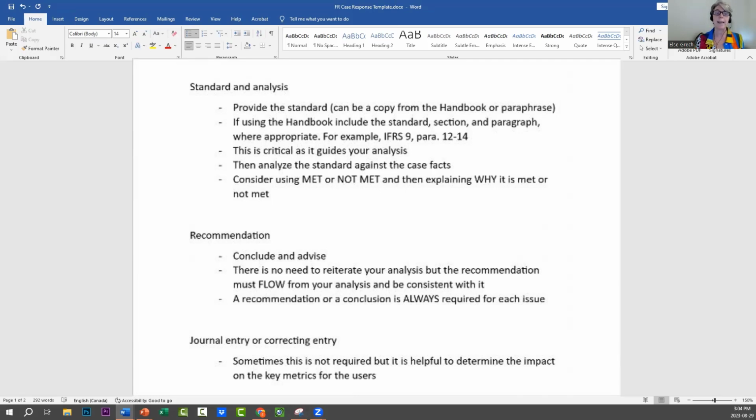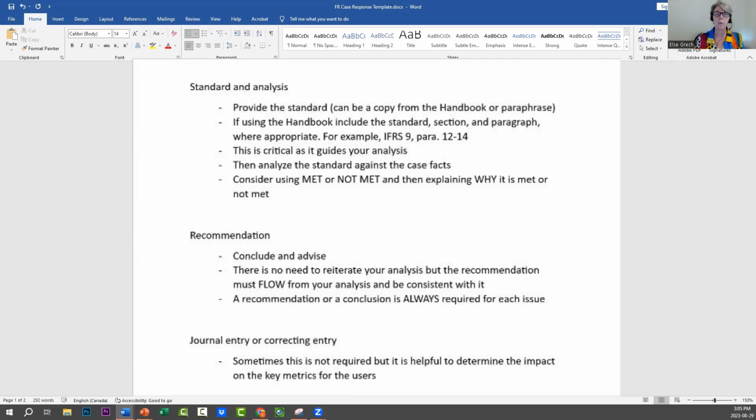And then what you want to do is analyze the standard using case facts. So let's say I have the standard, step 1, IFRS revenue recognition, identify the contract. Then I'm going to use the case facts to show that there is an identifiable contract and there is commercial substance. So that's the type of thing I'm talking about. You've got the standard, and then you have the case fact against the standard, which shows that either they are following the standard or they're not following the standard.